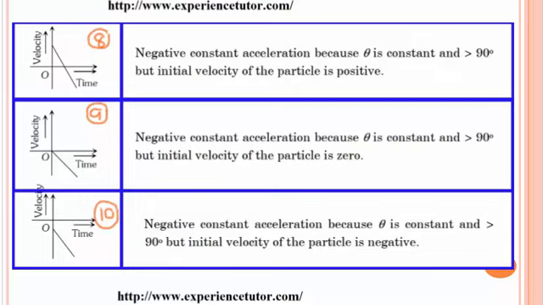In the next graph, we can see negative constant acceleration because the initial velocity of the particle is negative.